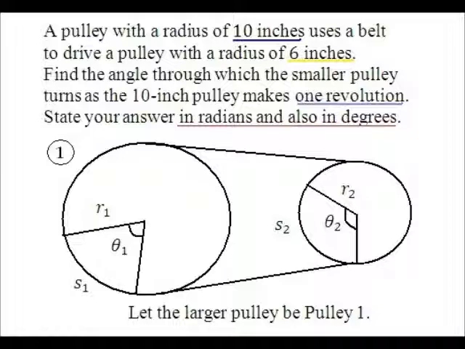It may help you to underline all relevant information in the problem. Next, draw a picture that illustrates the problem if one is not given for you. I've designated the larger pulley as pulley 1, so its components use a subscript of 1, while the smaller pulley components have a subscript of 2.